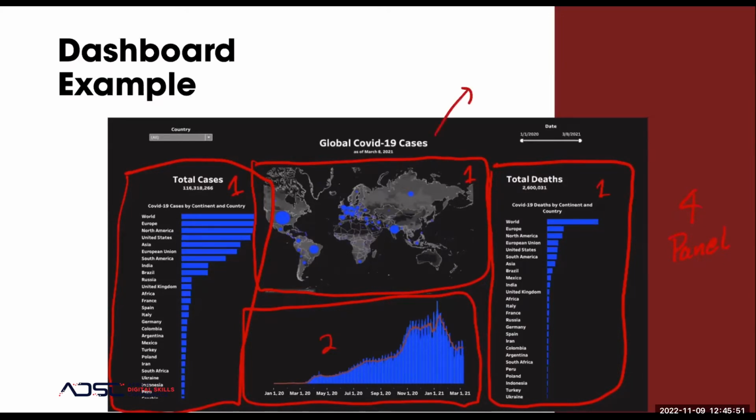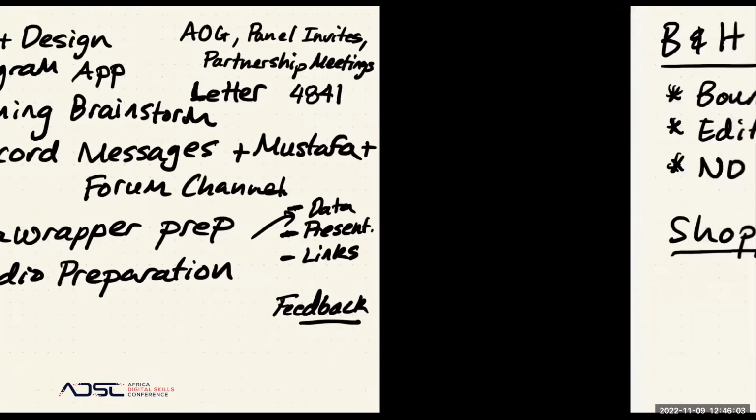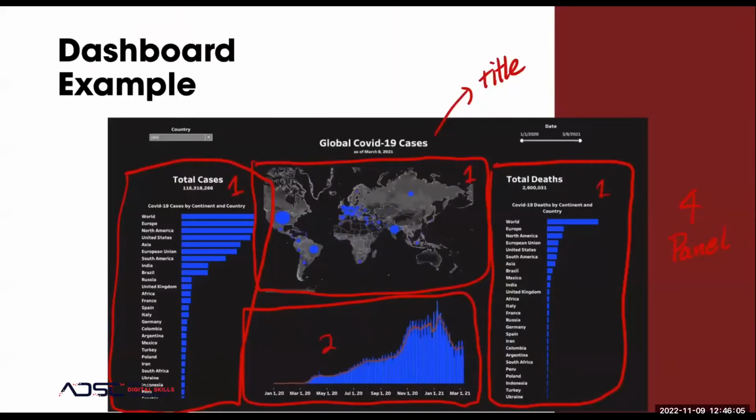We got a title here that helps us know that the question we're wondering is, what is the impact of COVID-19 in terms of cases and deaths? That is our question. But we see a couple features here that I want to point out. Country, right here, and I want to point out date.